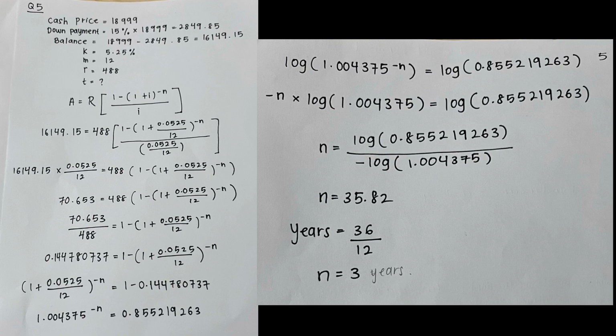Lastly, convert periods to years. 36 divided by 12 equals 3. So the answer is n equals 3 years.